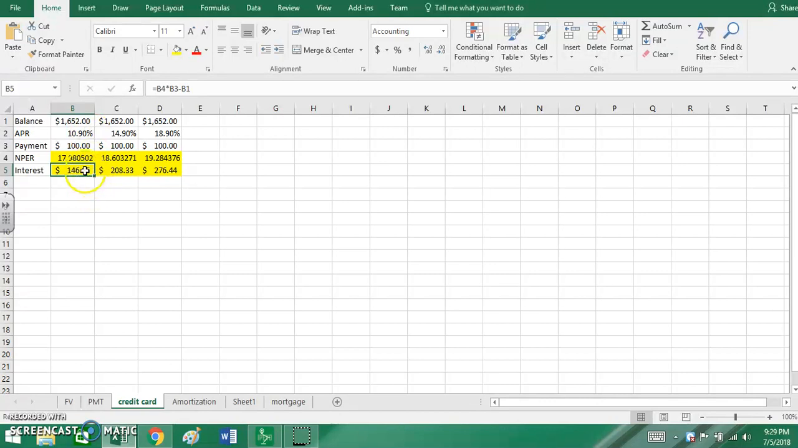So under the first scenario, if I made $100 payments with those interest rates, it would take me 18 months to pay this one off, basically 19 months to pay this one off, and 19 months to pay this one off. And my interest for this one would be $146. The interest for this would be $208, and the interest for this would be $276. So now, what if I decided to increase my payments to $110?